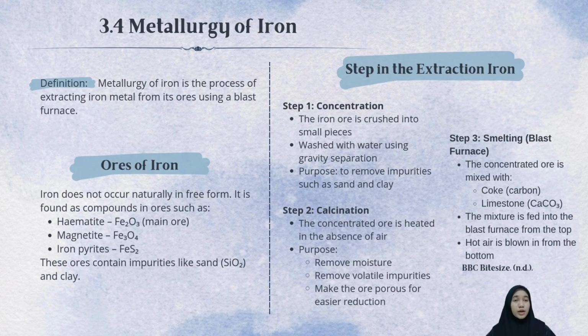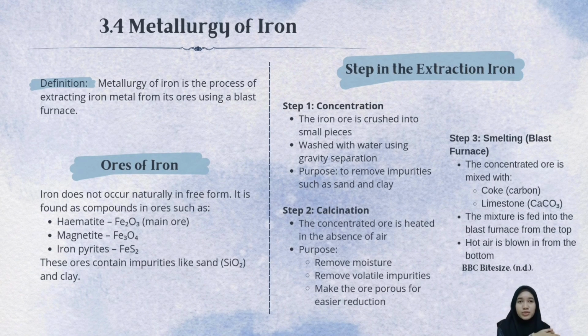So let me explain about the metallurgy of iron first. Metallurgy of iron is a process that we do when we need to extract iron from its ores by using a blast furnace. Firstly, you need to know what the ores of iron are. Naturally, iron does not come in free form, so we find iron as a compound in ores like hematite, magnetite, and iron ferrite. These ores also contain impurities like sand and clay, so we have steps to remove all of the impurities to get the pure iron.